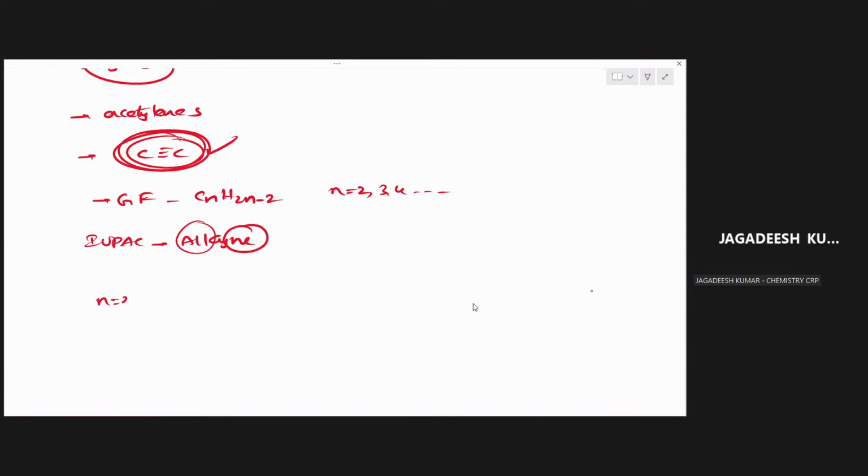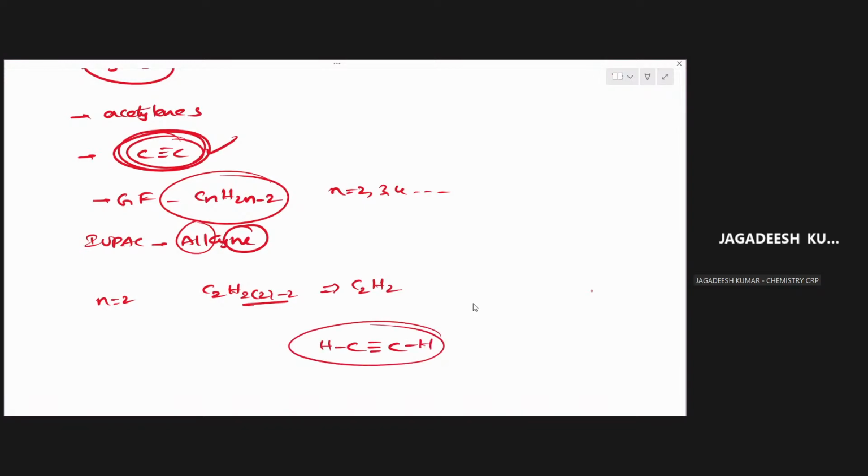And I'm taking n is equal to 2. And what is the formula we are getting? When you substitute the n value in this formula, CnH2n-2, C2 and H2 into 2 minus 2, that means 4 minus 2. So we are getting C2H2. That means 2 carbons are there. Definitely there should be a triple bond, and still it requires one hydrogen this side and one hydrogen this side. So this is the structure. The common name of this compound is acetylene.